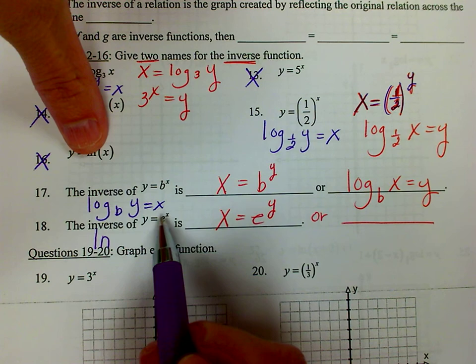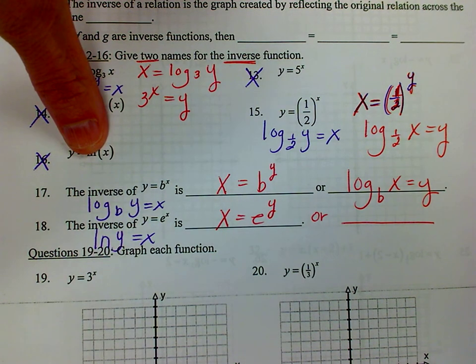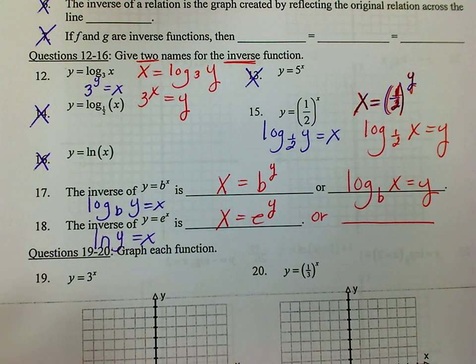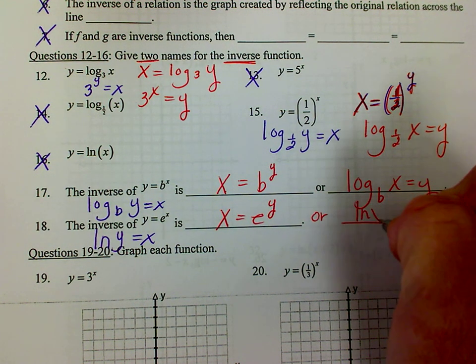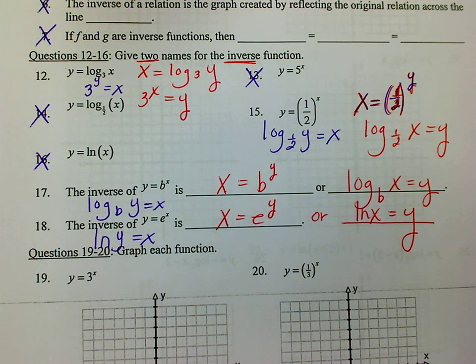And then again, x and y will switch places, so this is y equals x. So now I know the other inverse is natural log of x equals y. Okay, so this is fairly new. You've never seen logs before, unless you took chemistry, I believe.